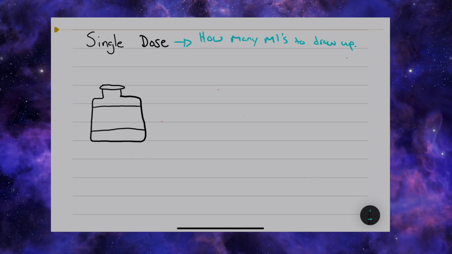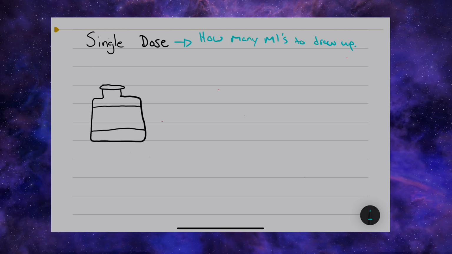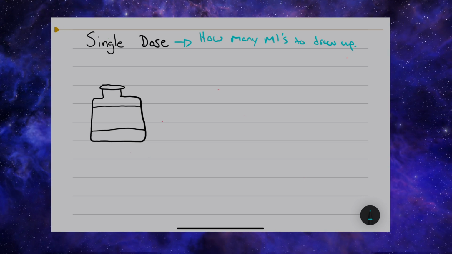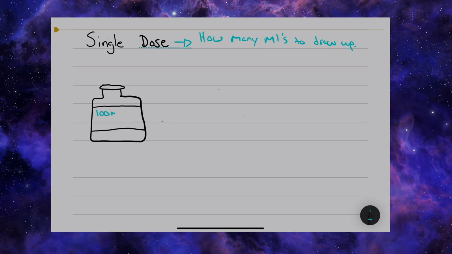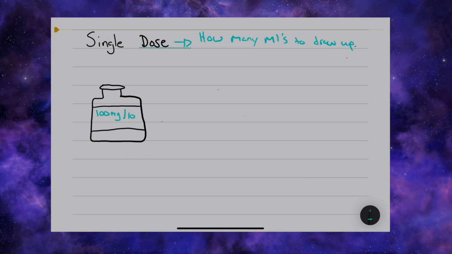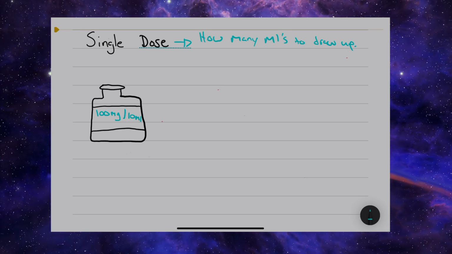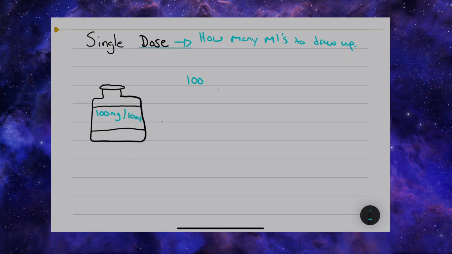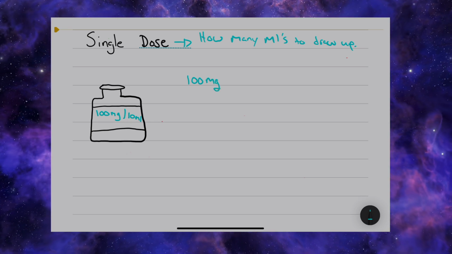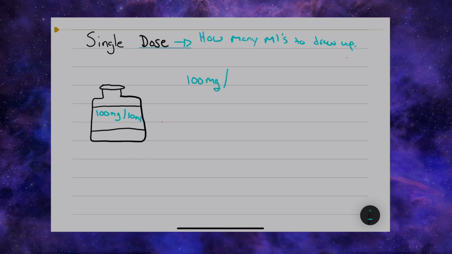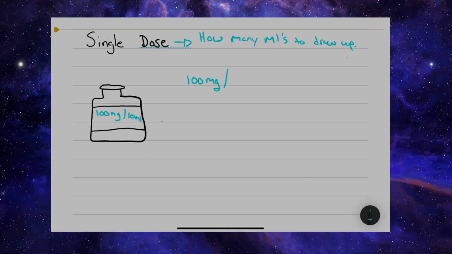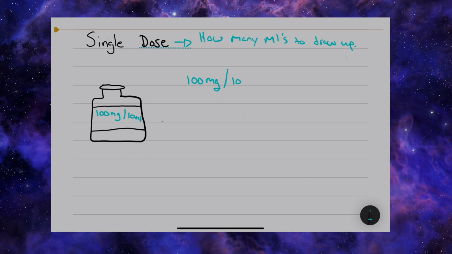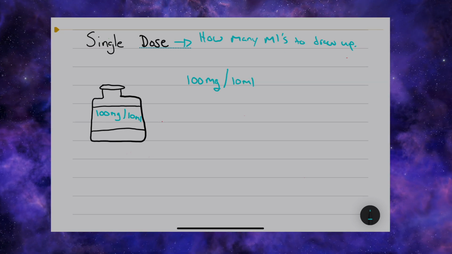So we'll start and say that we have a vial of medication here, and this medication is packaged in 100 milligrams in 10 milliliters. Okay, so this is that drug's concentration. That drug's concentration is 100 milligrams, which is a mass unit that is basically mixed in like you would mix a drink packet into a bottle of water. 100 milligrams in 10 mLs. And that analogy is basically what's happening here.